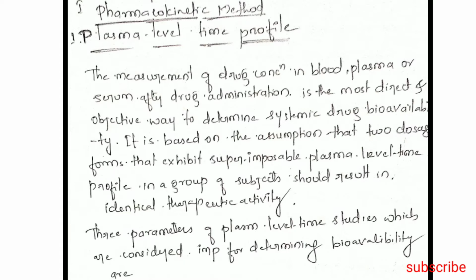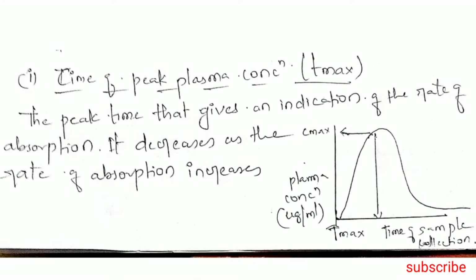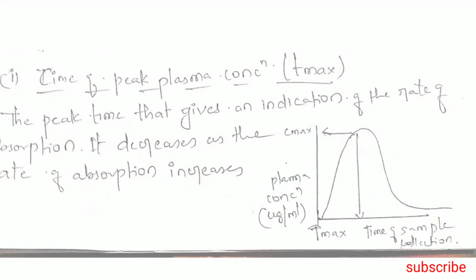Three parameters of plasma level time studies which are considered important for determining bioavailability are: first, time of peak plasma concentration, nothing but Tmax. The peak time gives an indication of the rate of absorption. It decreases as the rate of absorption increases.